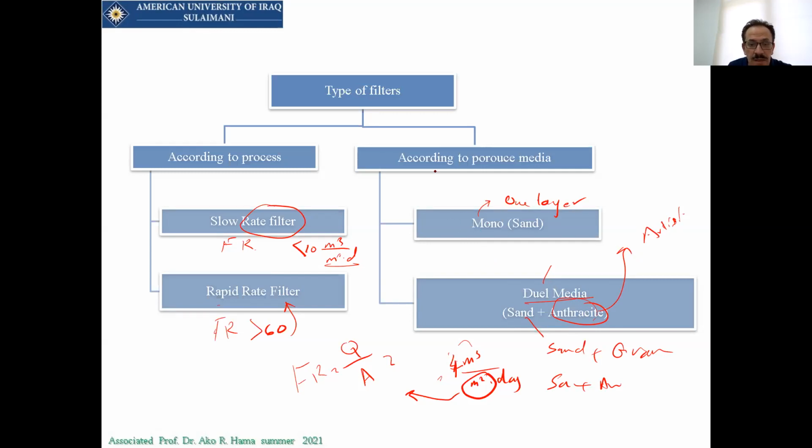Now, we can also classify the filters based on their materials. So there are two classifications for the filters: based on their performance, whether they have a high filtration rate or a low filtration rate, or based on their filter media, how many layers of sand or filter media will be there. Is there one layer or is there multi-layer?